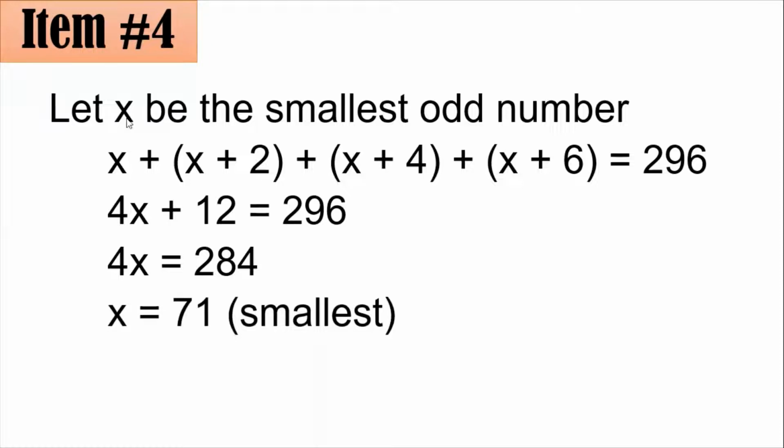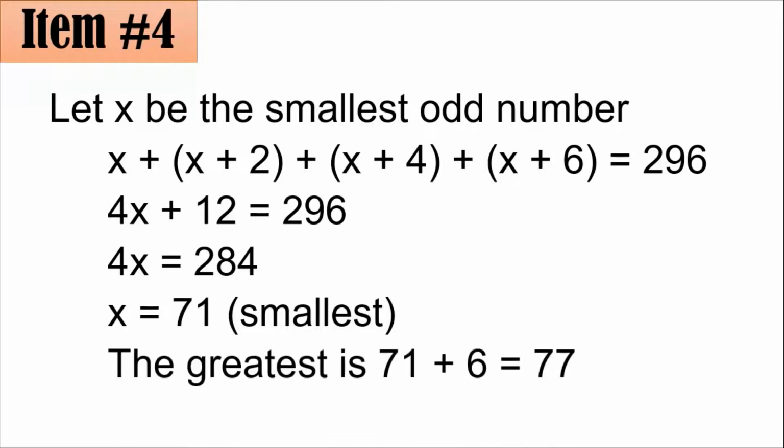But 71 here is the smallest. And the largest here should be x plus 6, right? Because as you go along, this is in fact increasing. So x plus 6 is the largest of all the odd numbers. And since x is 71, then the greatest or the largest is 71 plus 6, or 77, letter D.